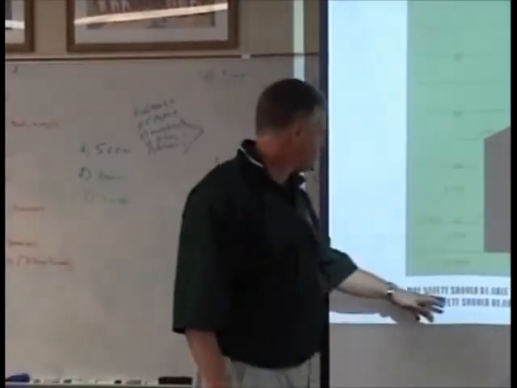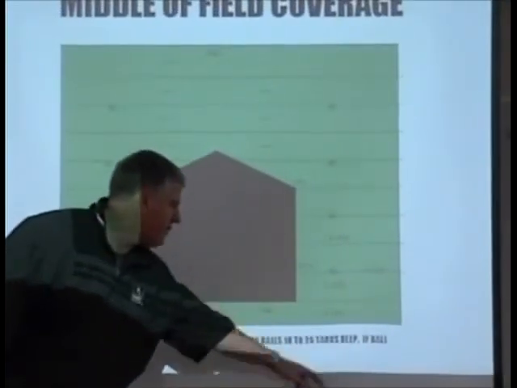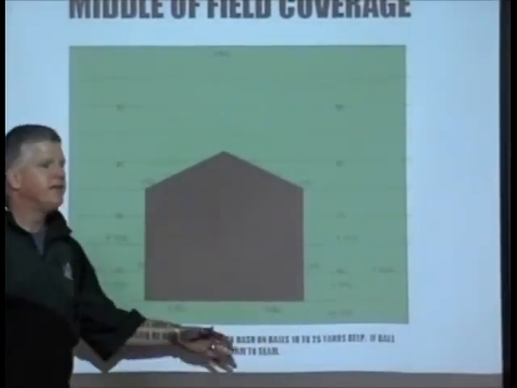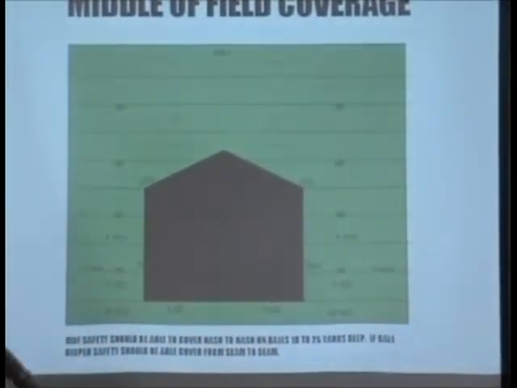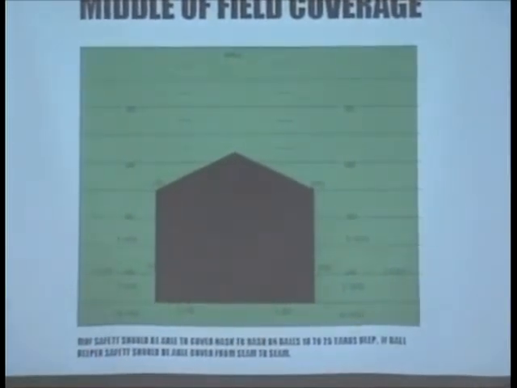The middle field safety should be able to recover hash to hash on balls 18 to 25 yards deep. If the ball's deeper, the safety should be able to cover from seam to seam. And then we talk about over 40. If it's over 40 yards, we expect to go numbers to numbers. Okay?